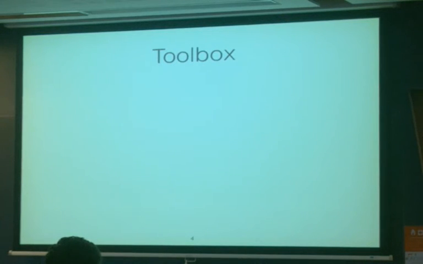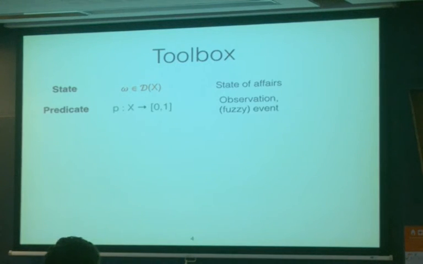So how are we going to do it? As I said, our approach is inspired by programming language semantics. First of all, we have the notion of state. What we call a state is simply, for now, a probability distribution over a sample set X. So D of X is the set of probability distributions over X, and this omega is just an element of it.